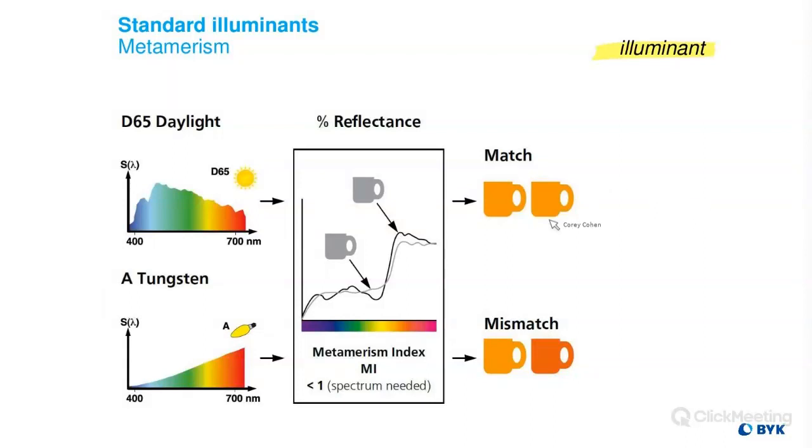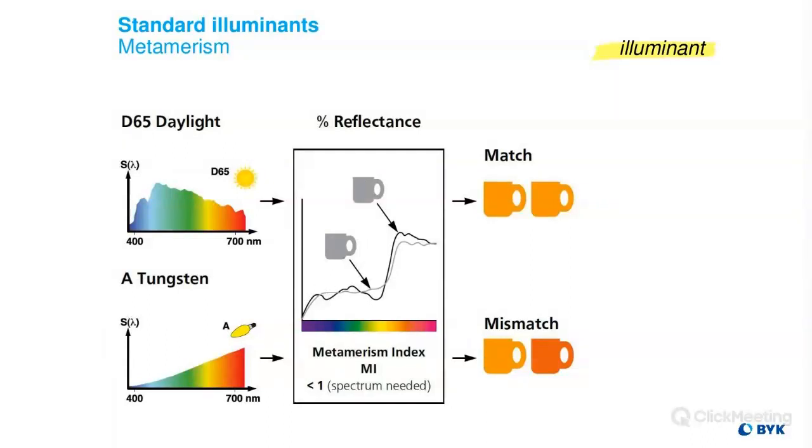these sample colors, these orange cups here, under the D65 illuminant, under daylight, they're a good match. But under the tungsten illuminant, under a tungsten bulb, they would not be a good match. And the reason is because their spectral reflectance curve, the amount of each wavelength reflected off of these colors, is different. So we see these spectral curves are different.